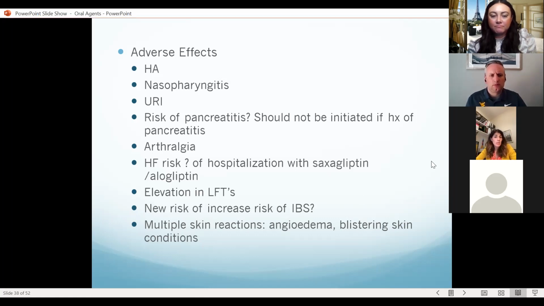They can cause increased elevation of LFTs, and it's thought that we should stop the drug if it's greater than 3 times the upper limit of normal. It can be related to irritable bowel, and then angioedema, skin conditions. I've even seen autoimmune kind of joint discomfort and those types of things like arthralgias. So just be aware of that. Next slide, please.